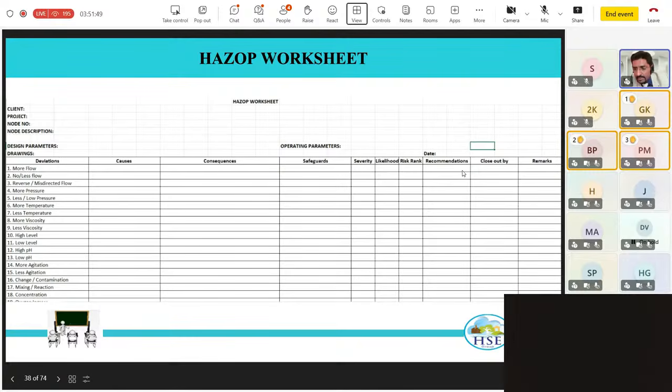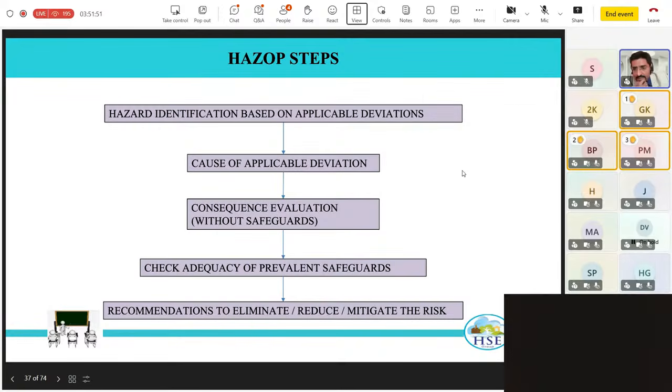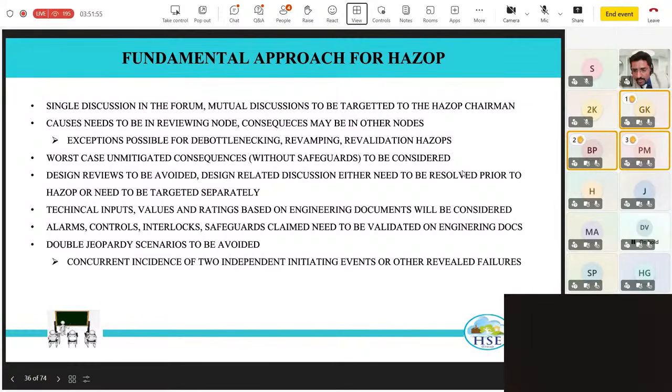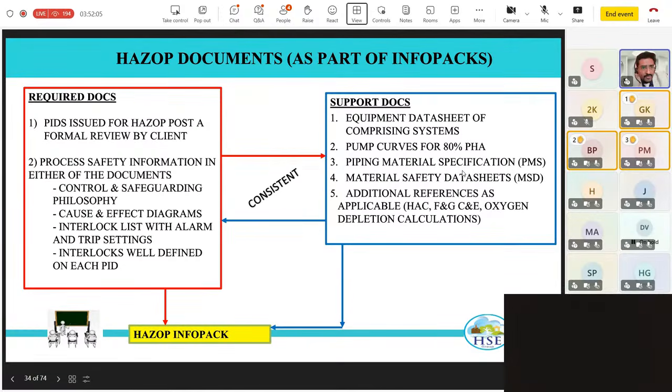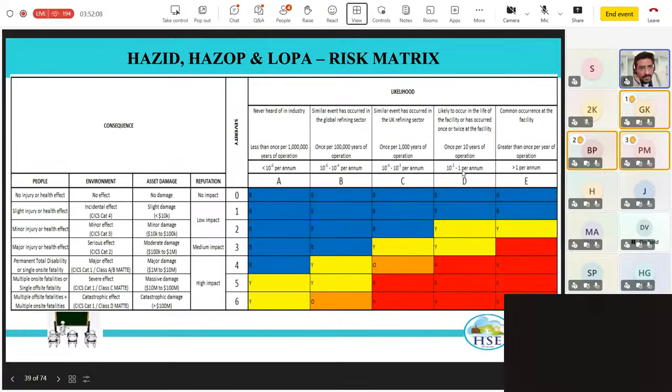So we are at 11:15, Shalini. So you want to break now? Yes, sir, we can take a break. Or if you want to finish HAZOP, how many slides are left for HAZOP? No, HAZOP, another 3 slides. After that, we will break.